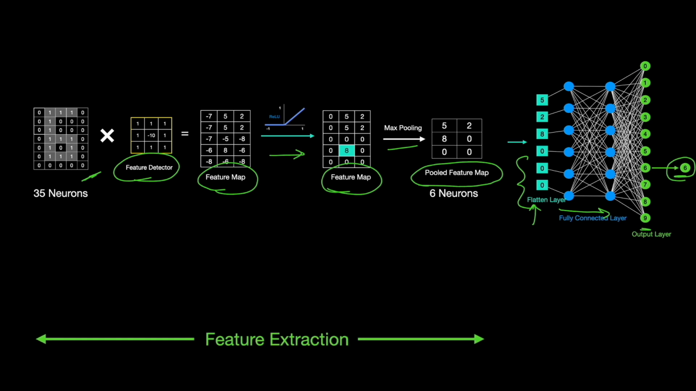So the first part of CNN, the convolution and pooling layers, acts as a feature extractor. It scans the image, detects patterns, and transforms raw pixels into meaningful representations. Whereas the second part, the fully connected and output layers, acts as the classifier. It takes the extracted features and decides which class the image belongs to.